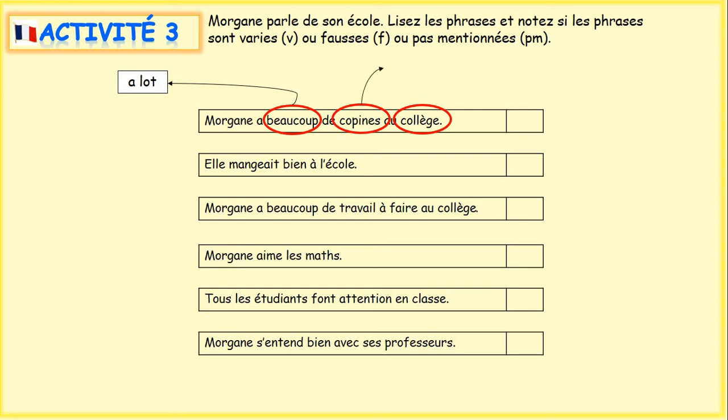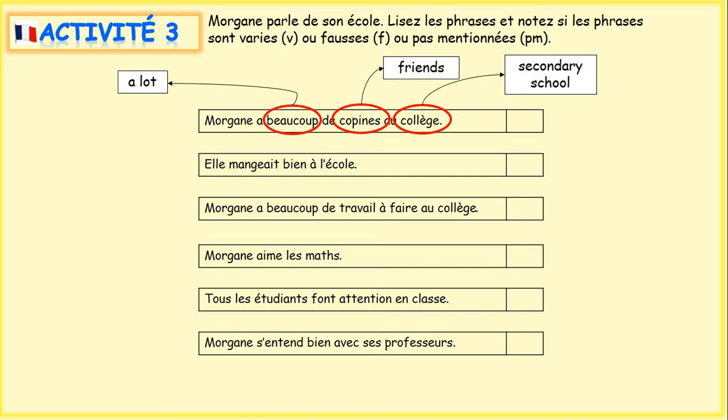Beaucoup is a lot. Copains are friends, and collège is secondary school. What you've got now is, without having to translate the whole phrase, you might not necessarily need to do that, you know that this first phrase that you're working out if it's true or false is going to be something about Morgan having lots of friends at secondary school. Let's look at the next one then.